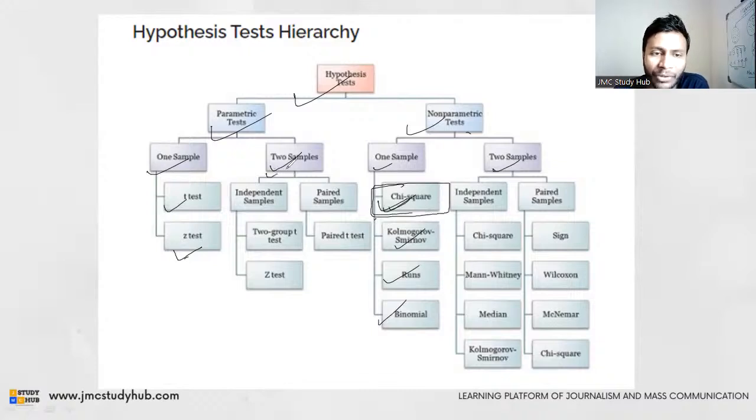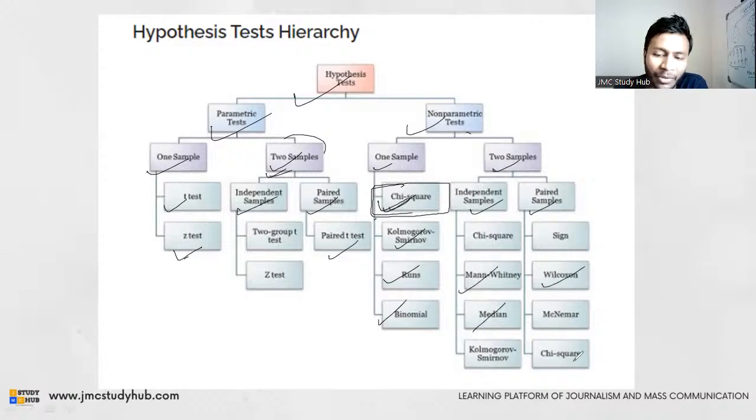Okay, and when you discuss the two-sample test, it is classified the same in both parametric and non-parametric, that is independent sample and paired sample. Independent sample is then classified into two groups, t test and z test, and paired sample, that is paired t test. Similarly here, Wilcoxon and median, and Mann Whitney test, is used under independent sample.